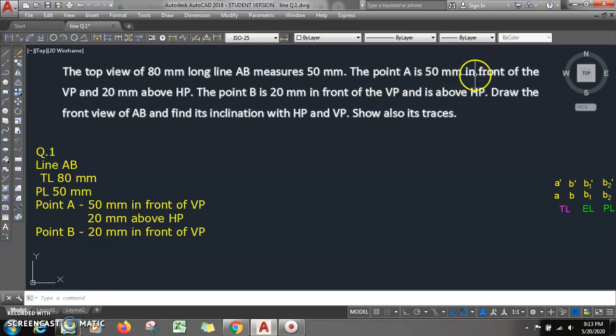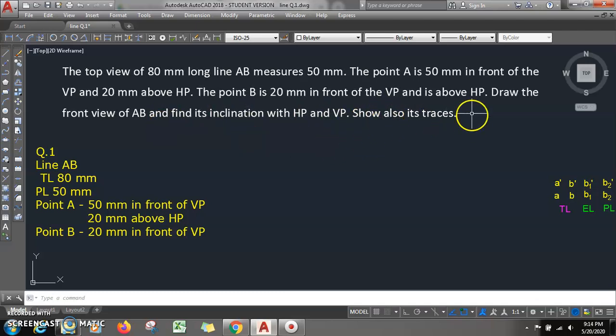Point A is 50 mm in front of VP and 20 mm above HP. Point B is 20 mm in front of VP and is above HP. Draw the front view of AB and find the inclination with HP and VP.